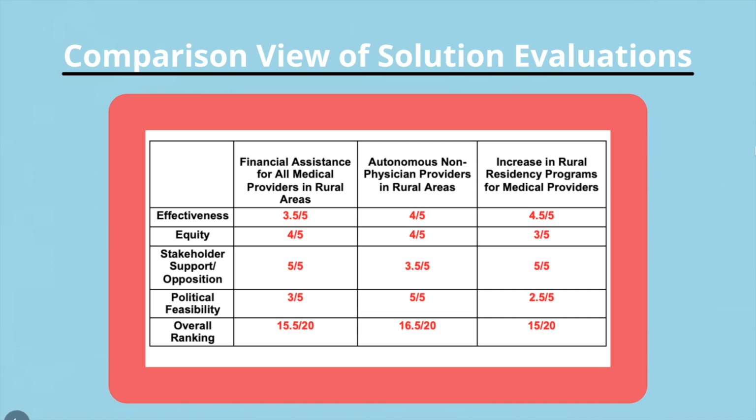This is a comparison view of the rankings for each solution option by the 4 evaluation criteria of effectiveness, equity, stakeholder support and opposition, and political feasibility. This helped us determine which solution option would be the best to increase the access to healthcare in rural areas.